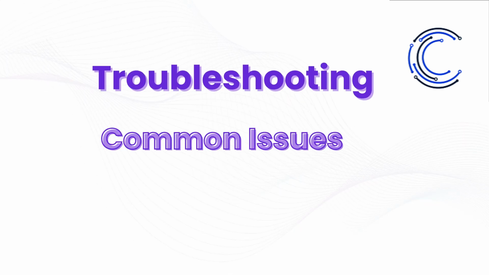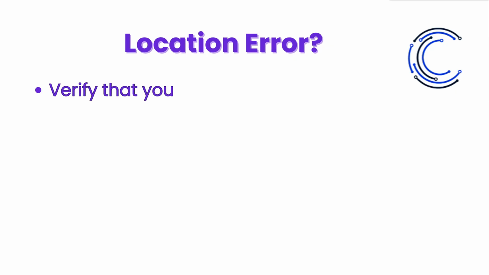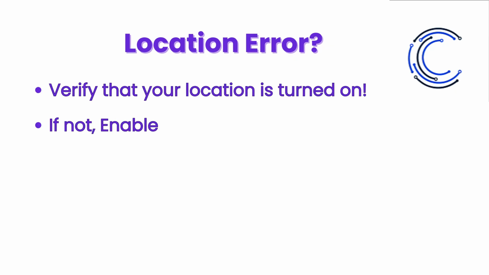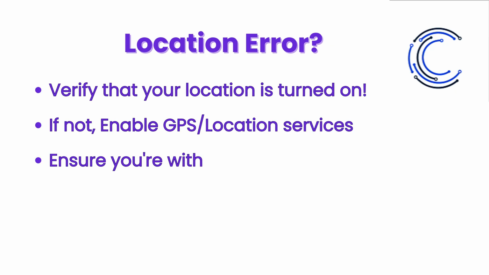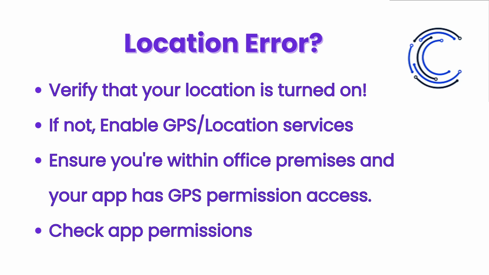Troubleshooting some common issues and solutions. Location error? Verify that your location is turned on. If not, enable GPS/location services. Ensure you're within the office premises and your app has permission access. Check app permissions in device settings.